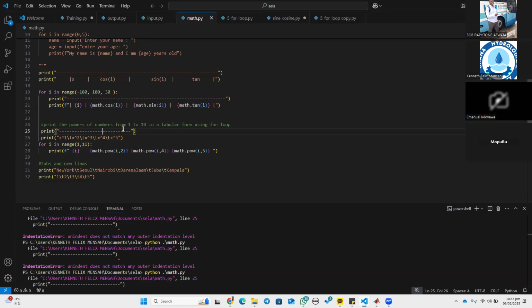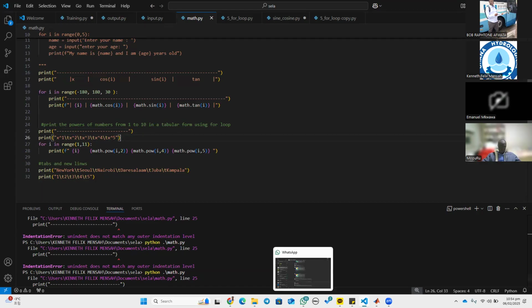Which one is the indentation, please? So, okay, look at line 25. You see the gray line? The gray straight line from 19 to 20. Yes, so remove the space before the print. Same as this one too? Yes. Okay, now run the code.